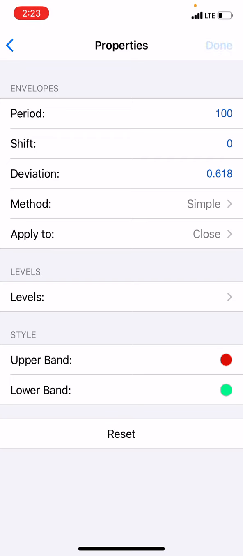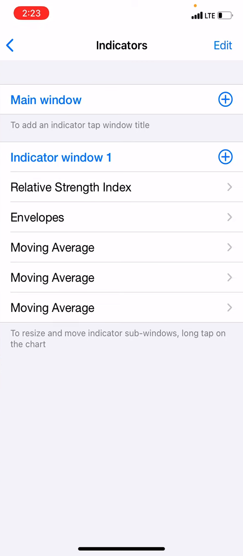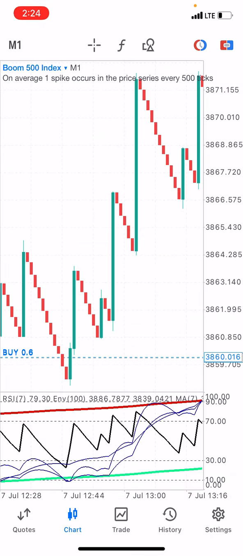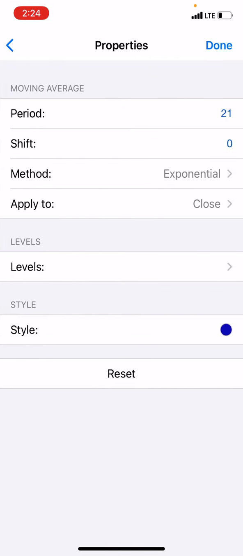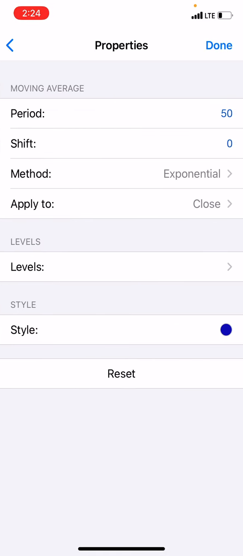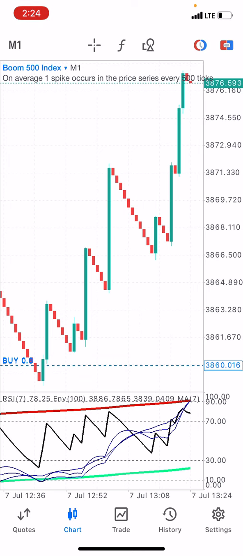Right, so you just click done after you're done with that, and then add your moving averages here. You just add period 7, shift 0, method exponential, apply to close. You don't need levels, you just choose any color of your choice and you're done. And then period 7 is what you add on the first moving average, and the next one, every other thing remains the same, but the period. You just change the period to 21 and use every other setting. The next one again, you change the period to 50 and use every other setting from the previous one. So you just click done and you're good to go.